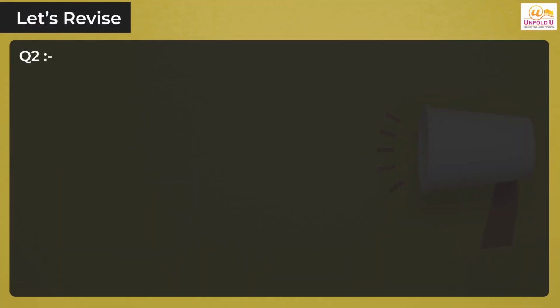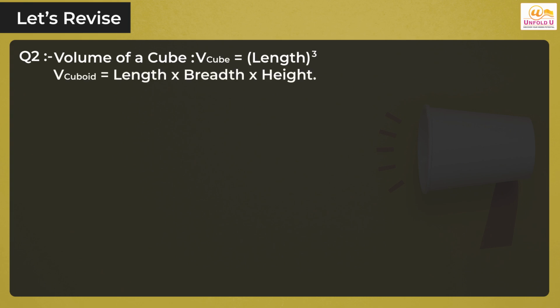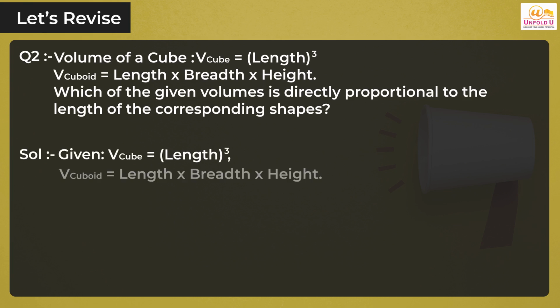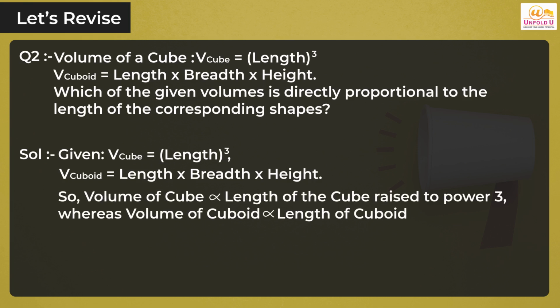Moving to the next question, we have volume of a cube of given side is given as volume of cube is cube of its side, or we may say length, whereas volume of a cuboid of given length, breadth and height is given as volume of cuboid is equal to length into breadth into height. Which of the given volumes is directly proportional to the length of the corresponding shapes? We have been given that volume of cube is cube of its length and volume of cuboid is length into breadth into height. So volume of cube is directly proportional to the length of the cube raised to the power 3, whereas volume of cuboid is directly proportional to the length of the cuboid. So cuboid is the right answer.